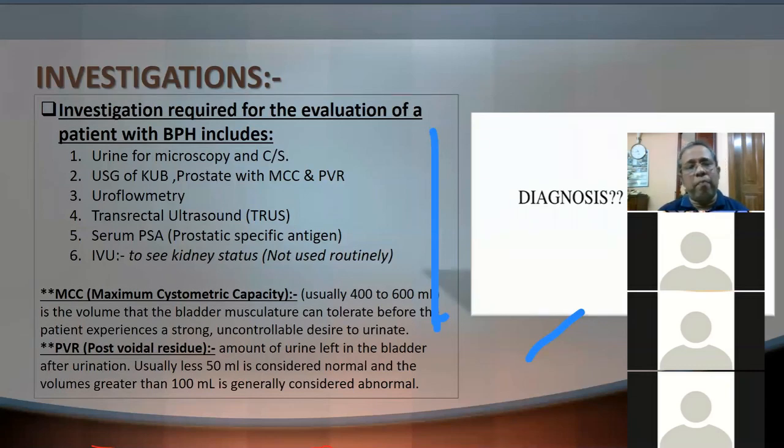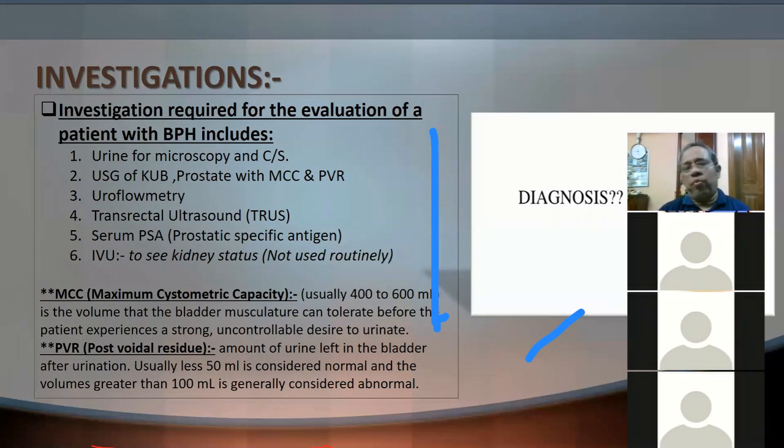Sometimes it is asked in the exam, which method is best for diagnosis of prostatic enlargement by ultrasonography? The answer is transrectal ultrasonography. Next one is serum PSA, prostate specific antigen. This is a very important marker. It is needed to evaluate whether the patient has carcinoma of prostate or not, so as a baseline investigation PSA is needed.